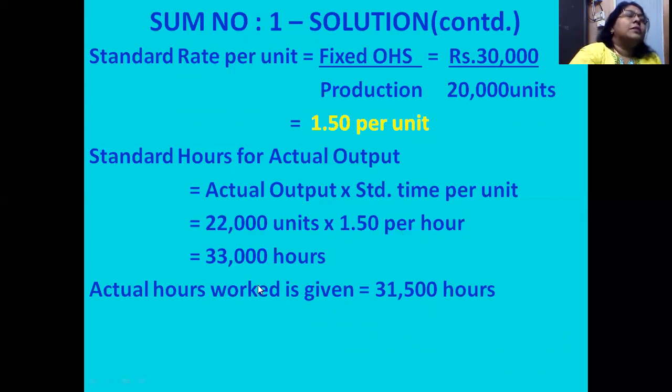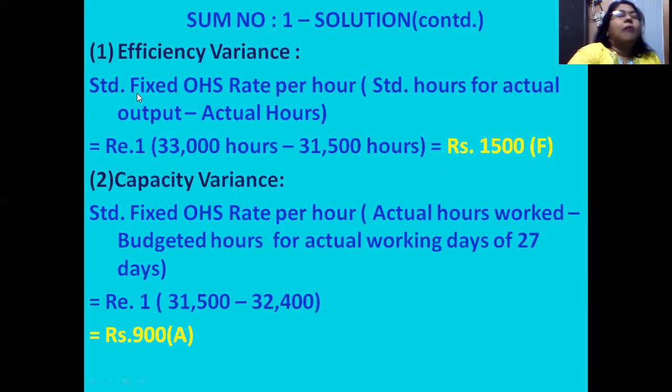So how many hours? 33,000 hours. So actual hours worked is given as 31,500 hours. Okay. Then next, I will move on to calculate step by step for all the 8 questions given in the problem. First, I calculated the efficiency variance.